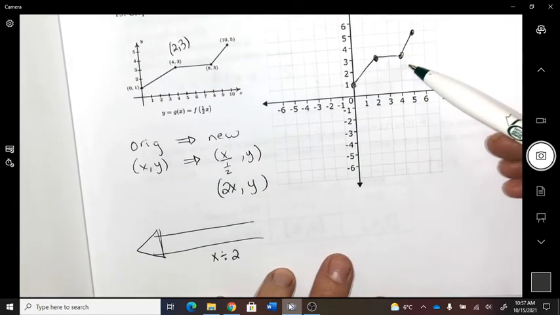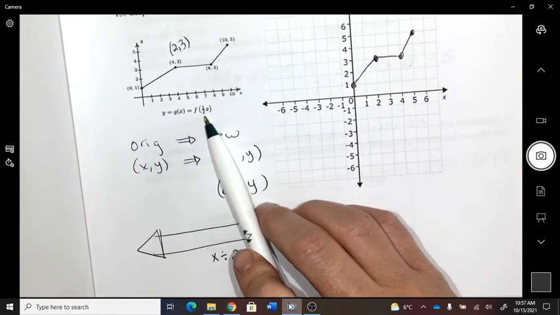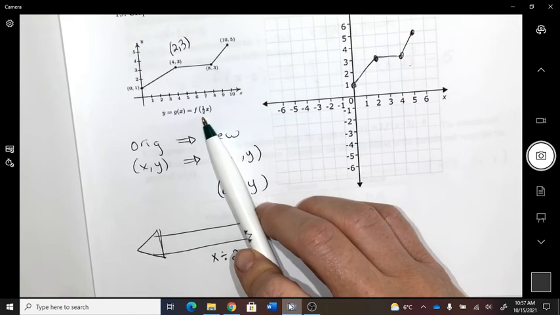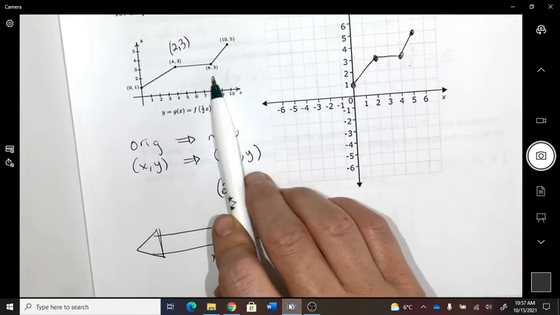So if this was my original, think about horizontally compressing it by half, which is physically the same as horizontally stretching it by 2. So that's what we ended up with.